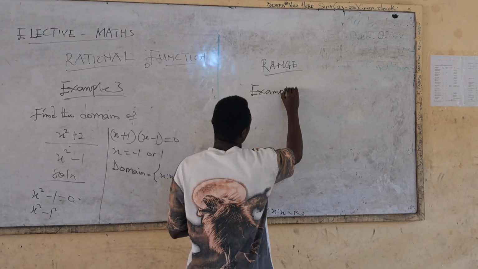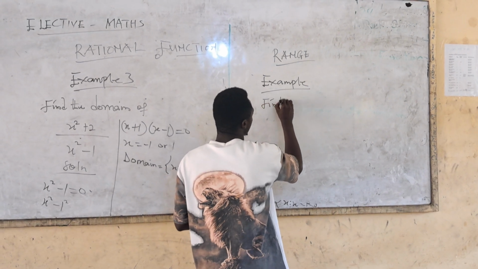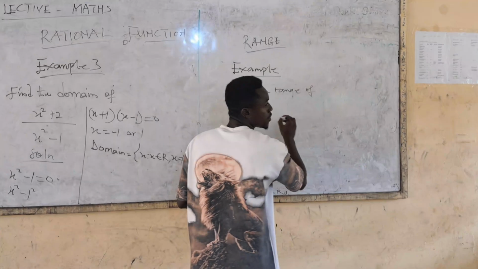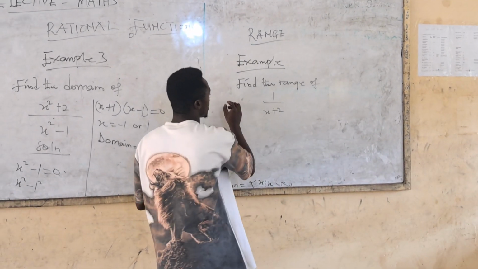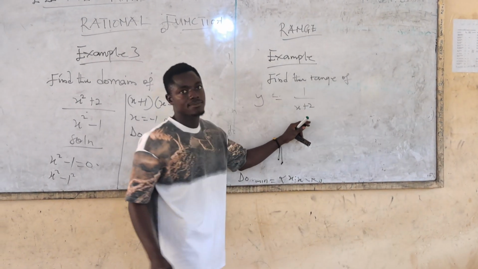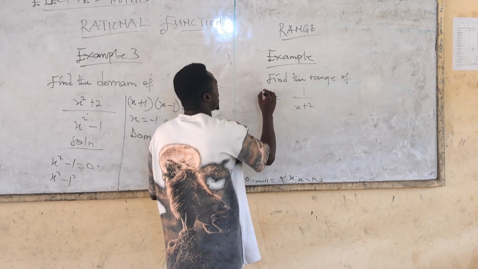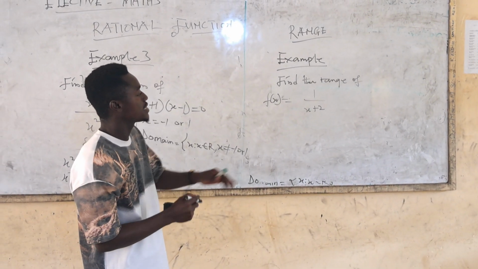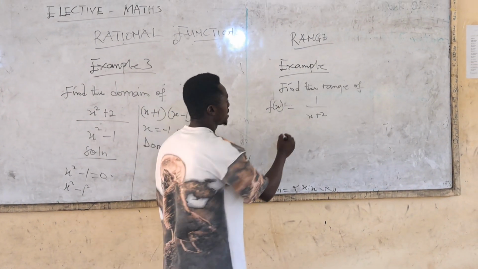Example 1. Find the range of 1 over x plus 2. When you want to find the range of y equal to 1 over x plus 2, or let's use the function f of x, are you okay? So let's find the range of the function f of x equal to 1 over x plus 2. So let's solve it.